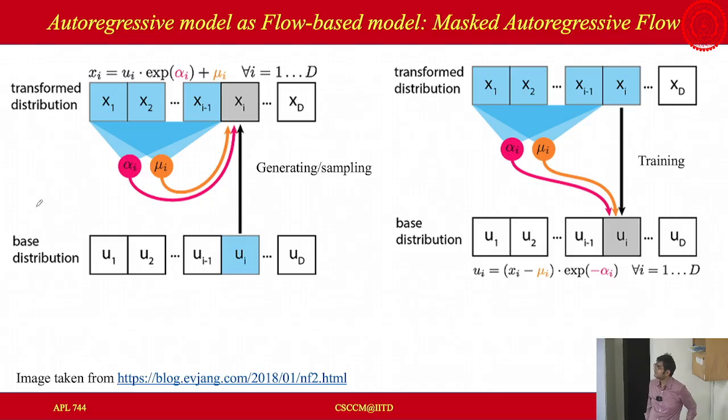And during training, you can easily understand that for finding out alpha i and mu i, you need x1 to x i minus 1. So it is sequential, right? Any doubt?